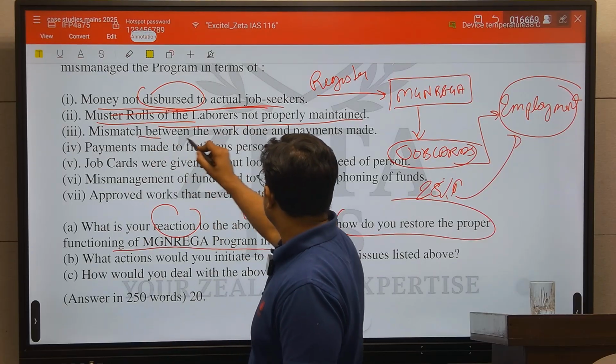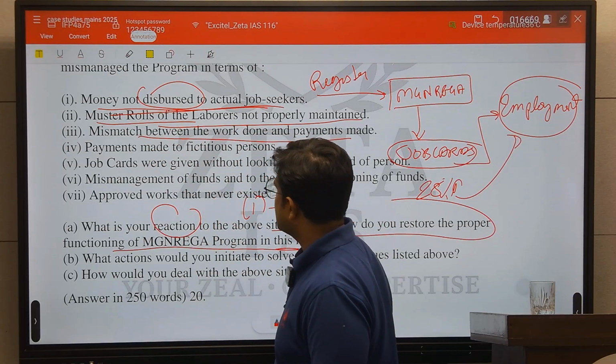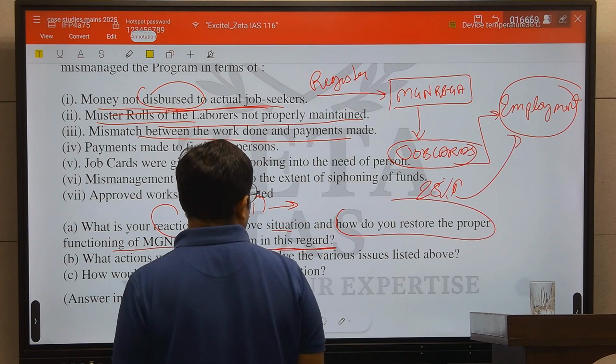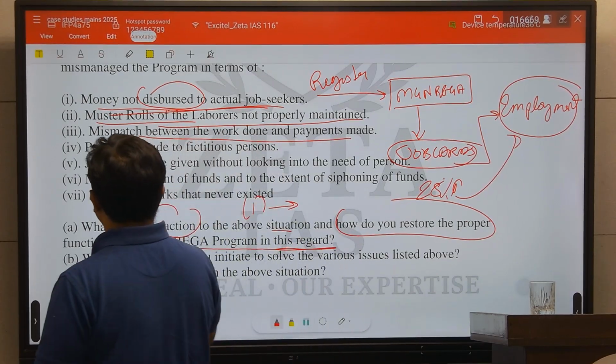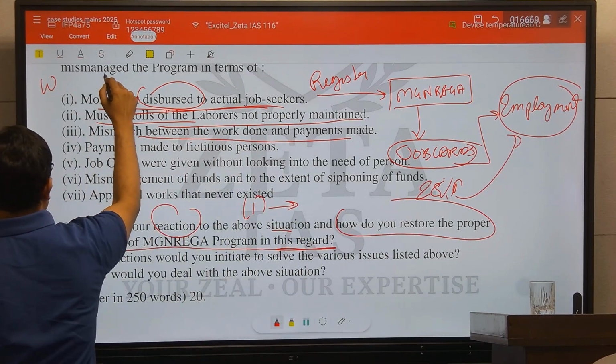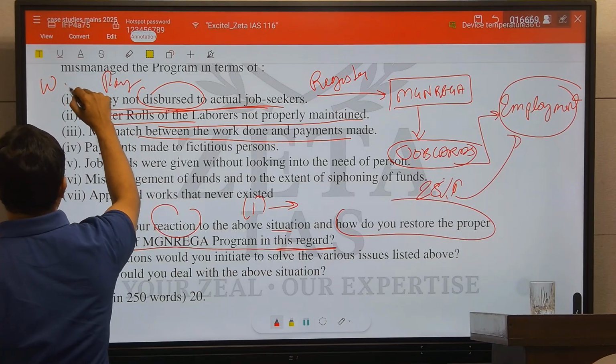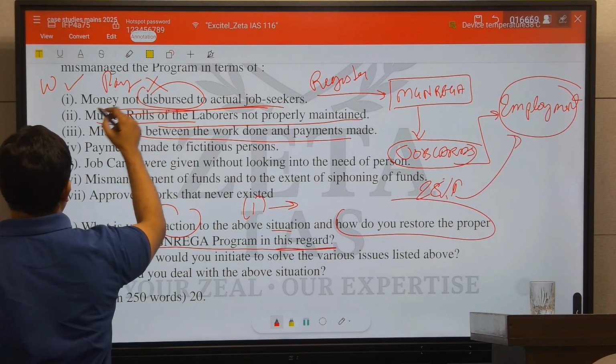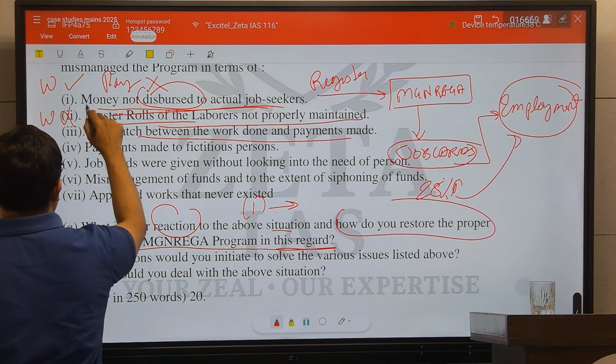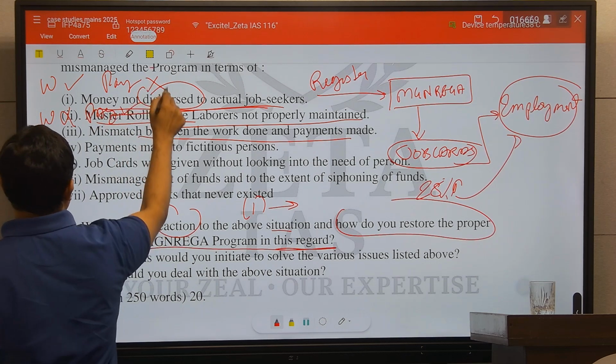Then, mismatch between work done and payment made. So what can be the mismatch here? Work done but payment not made, or work not done but payment made. So this will be the mismatch, right?